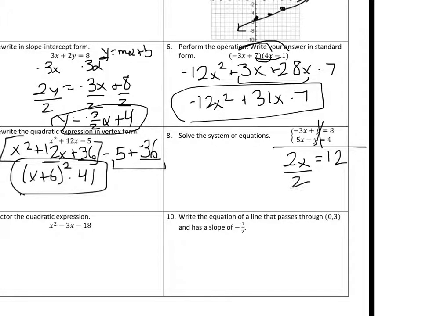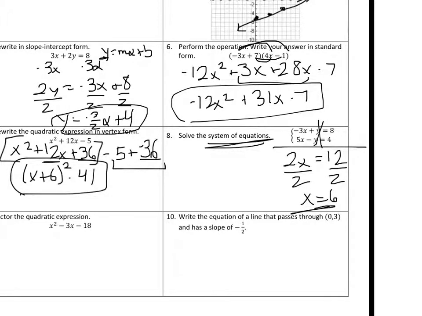Now I'm going to solve for x. I get x equals 6. You are not done. Remember, a system of equations has three possible solutions. No solution means the lines do not intersect. All solutions means the lines are the exact same line, and one solution, which is a coordinate point. So right now I only have the x value.